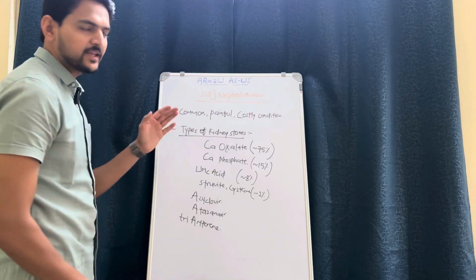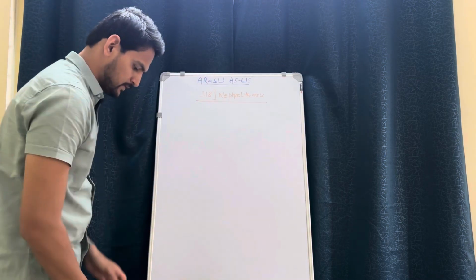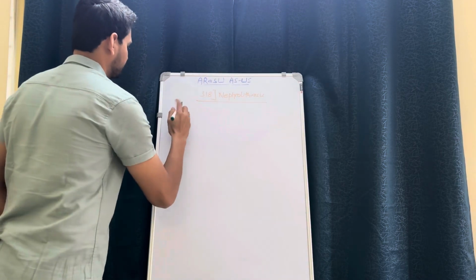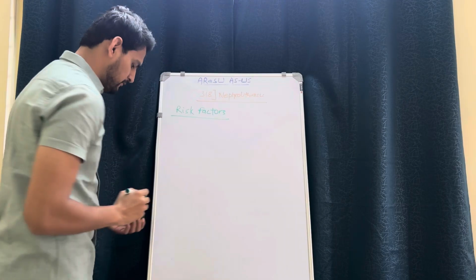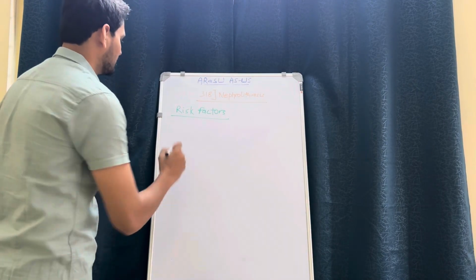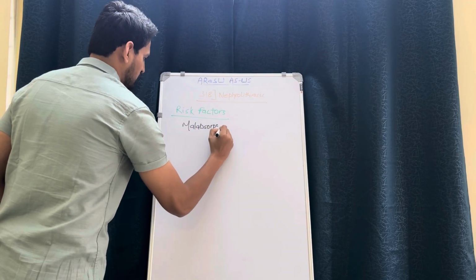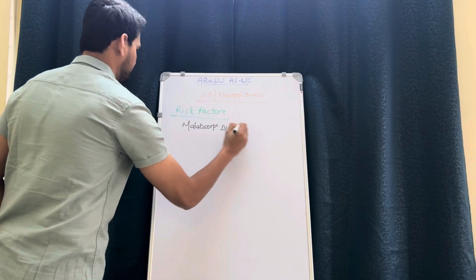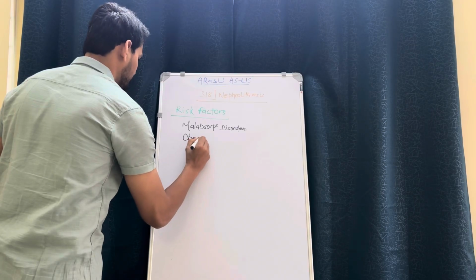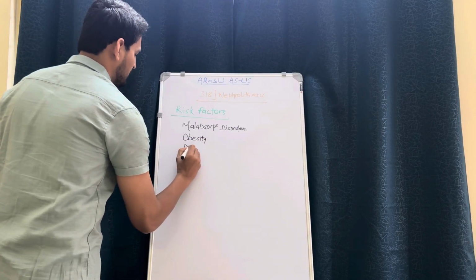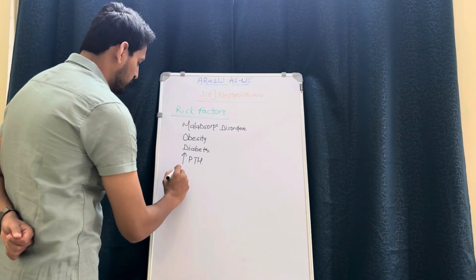Now we will see what are the risk factors for a person to develop kidney stones. So we will see the risk factors. If the individual is having some malabsorption disorders, like Crohn's disease, they are at risk of developing kidney stones. Also obesity or overweight, diabetes, hyperparathyroidism.